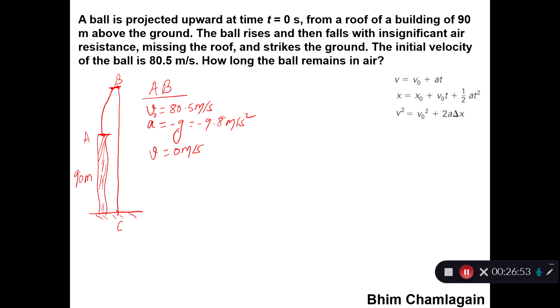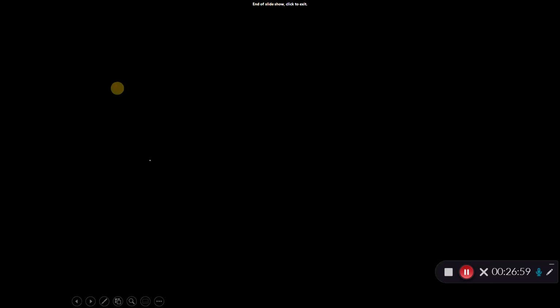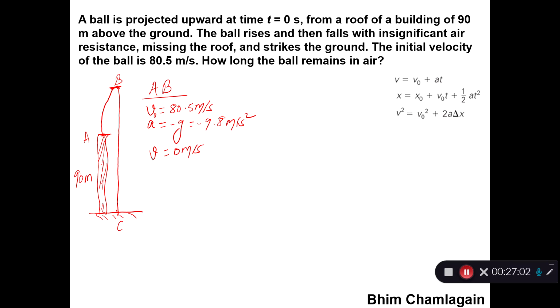Now we have to calculate the time to go from A to B and B to C. So let's calculate the time going from A to B. We have V naught, V, and A, and we have to calculate t, so you can use the first equation.